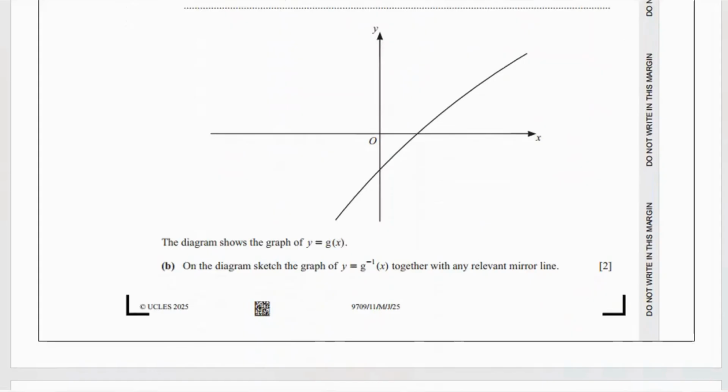When the diagram shows a graph of y equals g of x, on the diagram sketch the graph of y equals g inverse of x together with any relevant mirror line. Mirror line is going to be your y equals x. So the inverse function is going to be reflection in the mirror line. So if I roughly sketch it, it's going to look like this. This is going to be your g inverse of x.